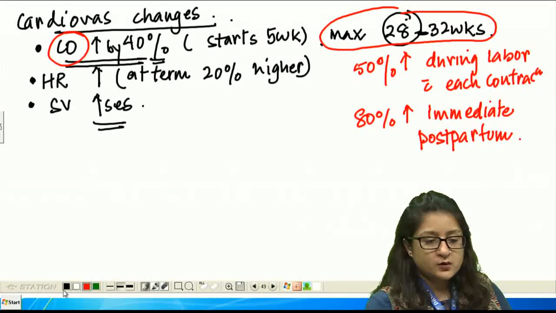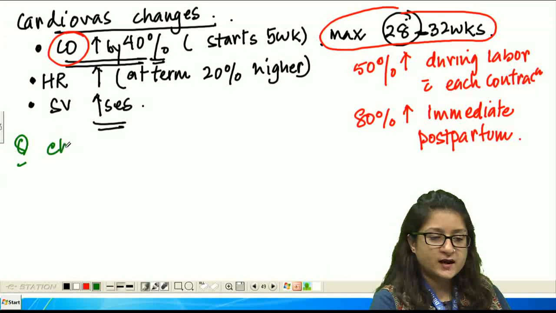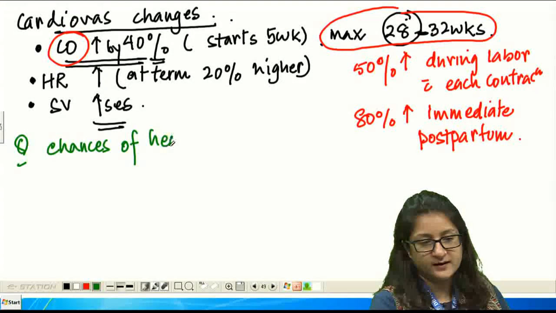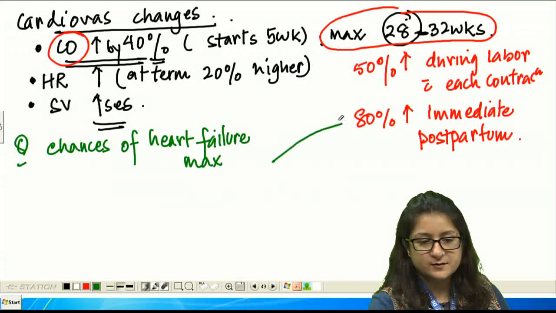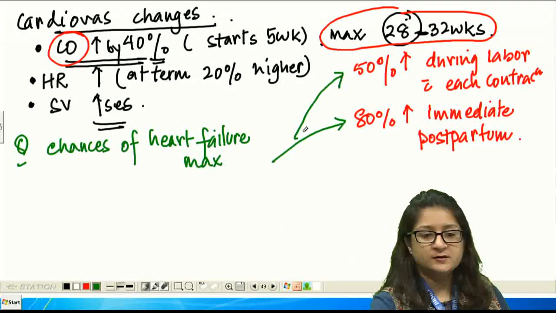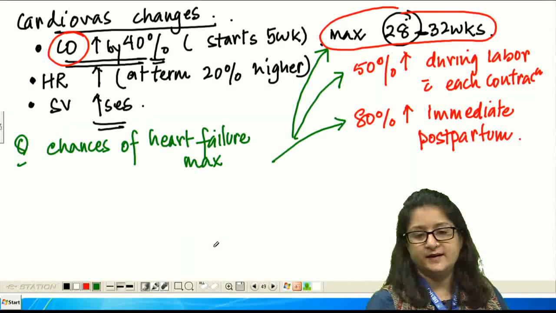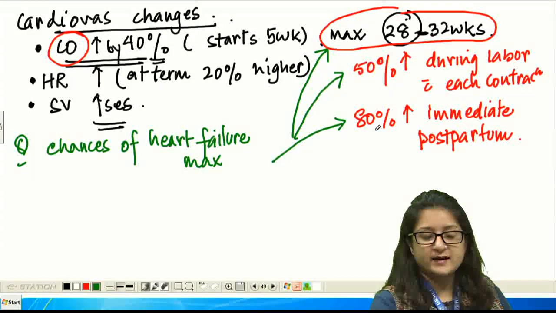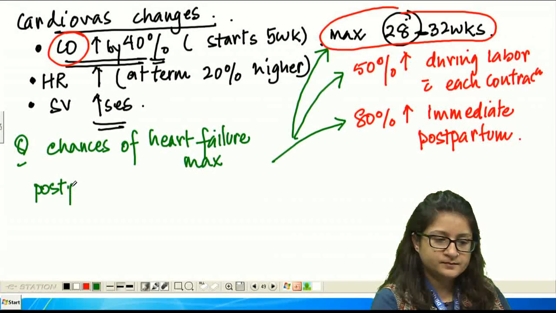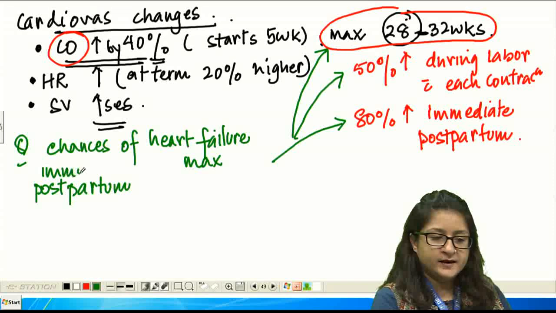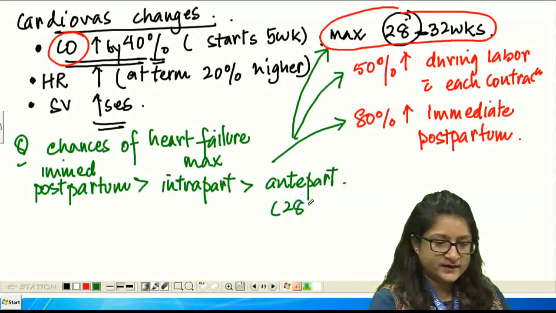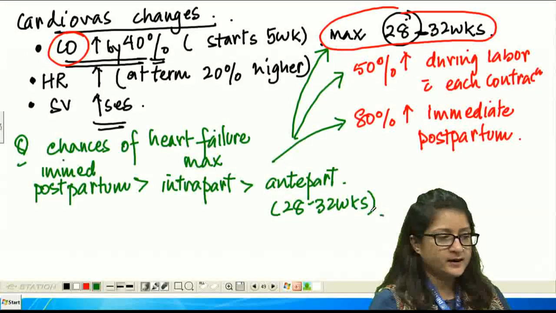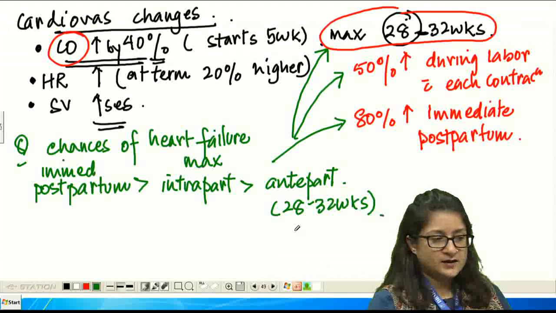Sometimes they ask this question: when are the chances of heart failure maximum? They are maximum immediate postpartum, then intrapartum, and then antepartum, and in antepartum also at around 28 to 32 weeks the chances of heart failure are maximum. So this is important about the cardiovascular changes.